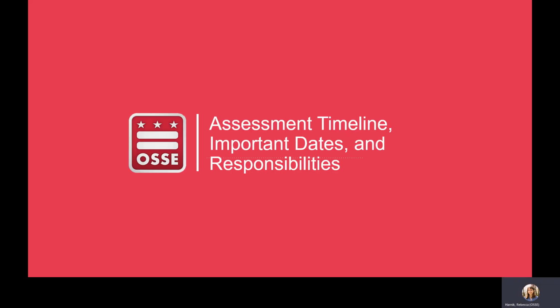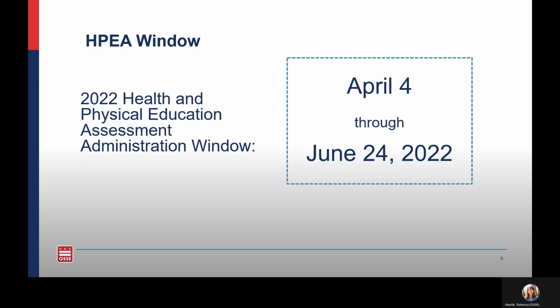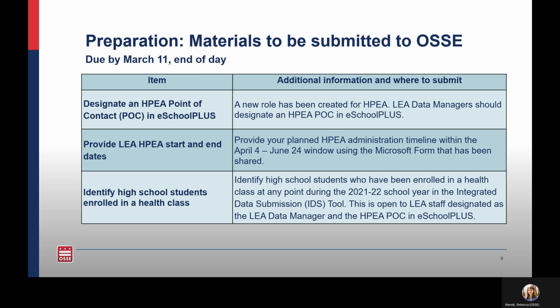Next, I'll cover the assessment timeline, important dates, and responsibilities. The 2022 HPEA window this year is April 4th through June 24th, 2022. March 11th will be the preparation deadline for several key HPEA items, and I'll walk through these briefly for you.